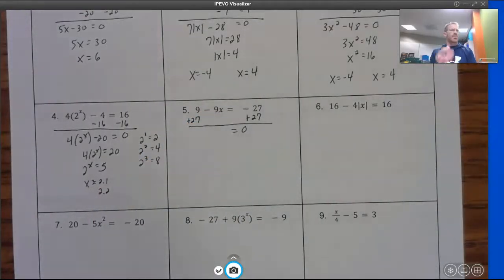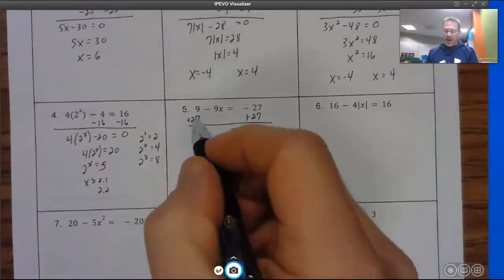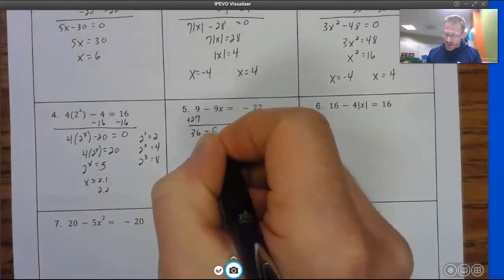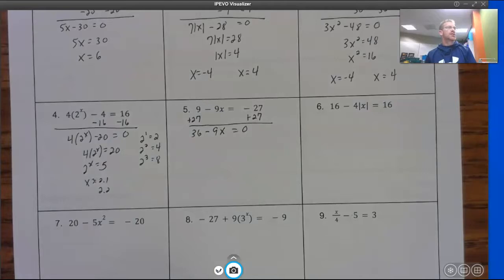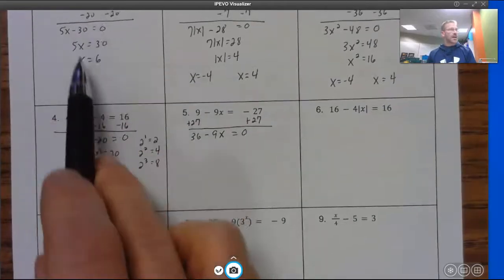So remember, a number goes with a number, a variable goes with a variable. All right, then 9 plus 27, that's 36, and then minus 9x is equal to 0. So just don't get in the habit of thinking it always goes in that slot right there.